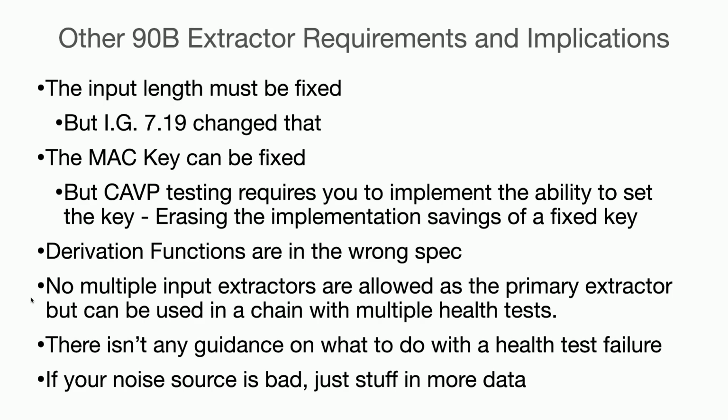None of those conditioners are multiple input entropy extractors. So if you want to use one of these, and there are good reasons for doing it, as we saw in the previous video, because multiple input extractors can be a lot more efficient. So you can't use this thing as a primary extractor, the last one in the chain, because none of the options in 90B are a multiple input extractor. I think this is a mistake.